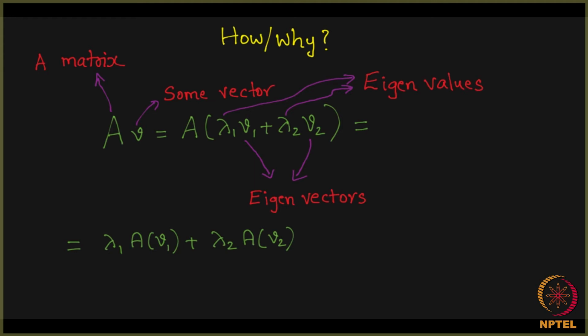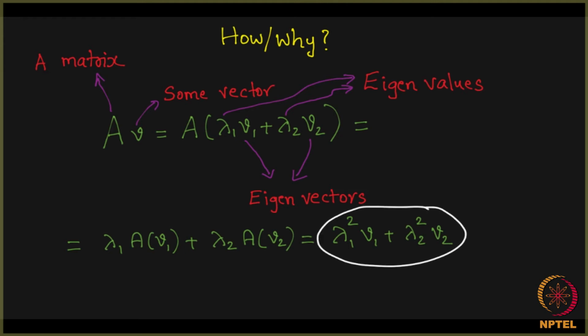But then observe carefully, what are V1 and V2? V1 and V2 are eigenvectors. And so what if they are eigenvectors? If they are eigenvectors, you can further write this A of V1 as lambda 1 times V1. A of V1 is lambda 1 times V1, A of V2 is lambda 2 times V2, and you finally get this. Correct? Okay.